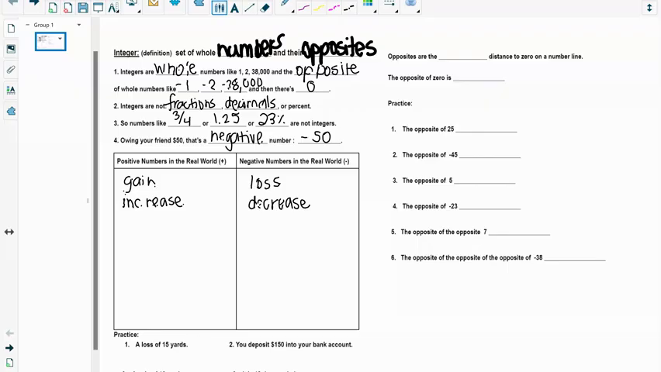Sea level. Sea level is 0, and sea level is like elevation. In Colorado, we have a really high elevation. We're so many thousand feet above sea level. So sea level is 0. When you're above sea level, that's a positive number. When you're below sea level, that's a negative number.